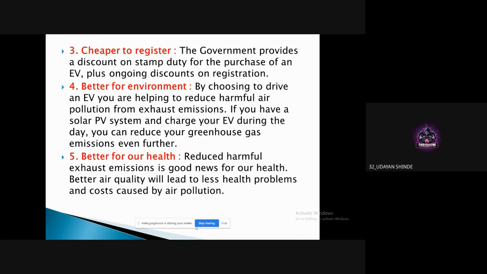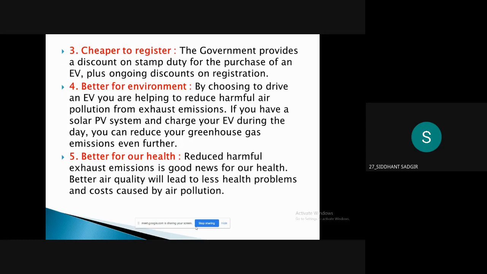Third, cheaper to register. The government provides a discount on stamp duty for the purchase of an electric vehicle plus ongoing discount on registration. Fourth, better for the environment. By choosing to drive an electric vehicle, you are helping to reduce the harmful air pollution from exhaust emission. If you have a solar PV system and charge an electric vehicle during the day, you can reduce greenhouse gas emission even further.